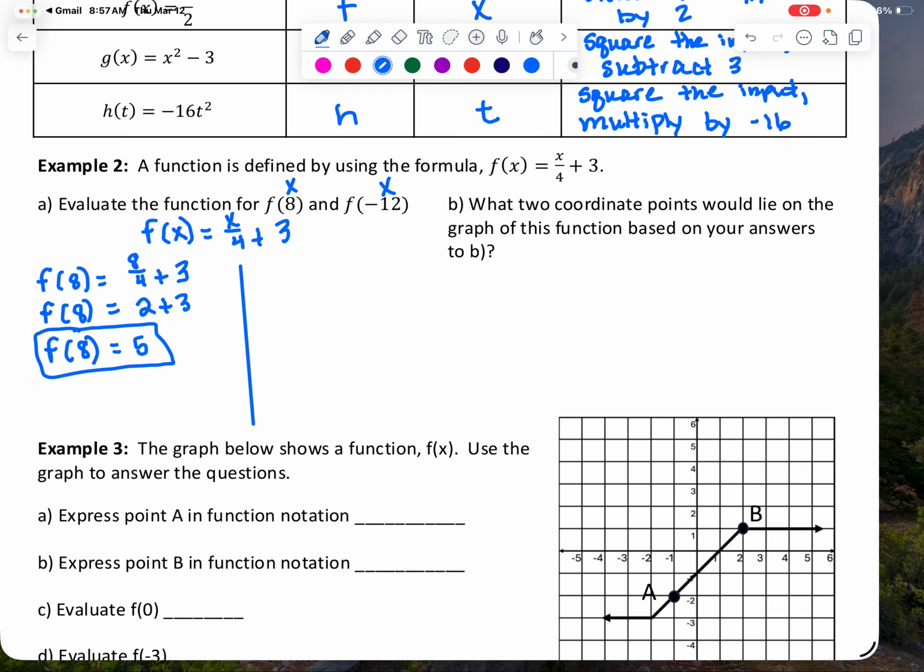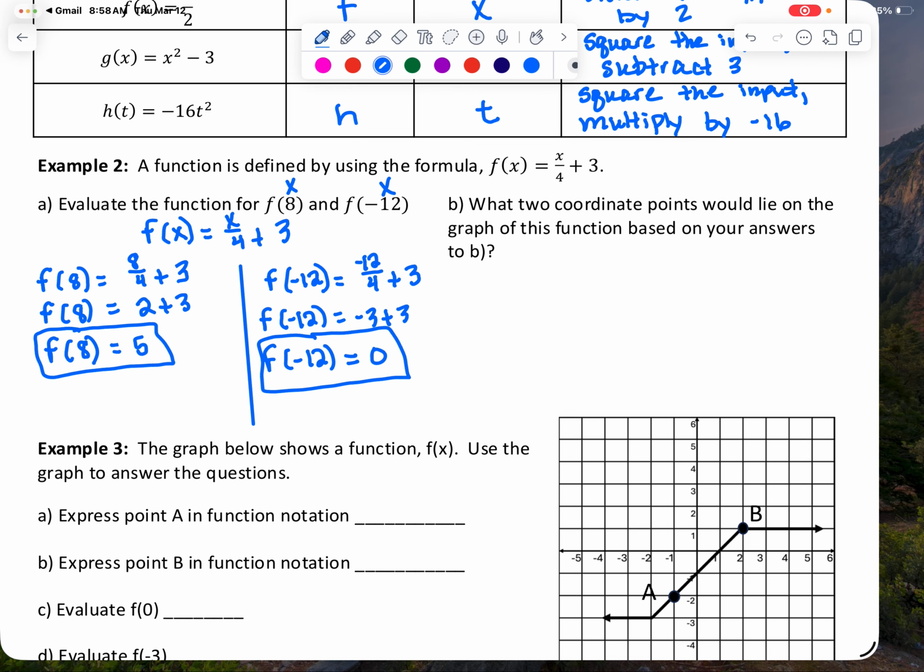Now let's evaluate the same function rule if your input is negative 12. If your input is negative 12, that means you'll put negative 12, divide it by 4, and then add 3. So f of negative 12 equals negative 3 plus 3. So f of negative 12 is equal to 0.